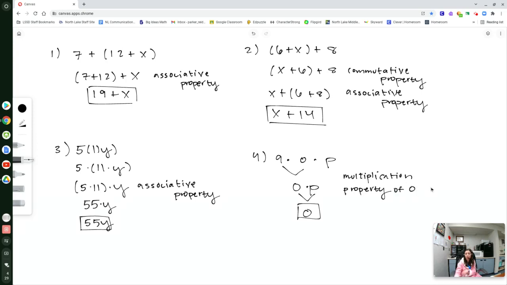Multiplying anything by 0 results in 0. So again, that's something I think a lot of us already know. Multiplying something by 0 equals 0, but it actually has a name, the multiplication property of 0. So if you have a bunch of stuff multiplied by 0, it's all just going to equal 0.